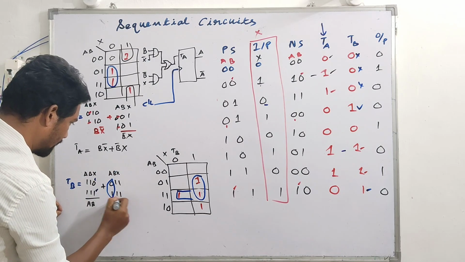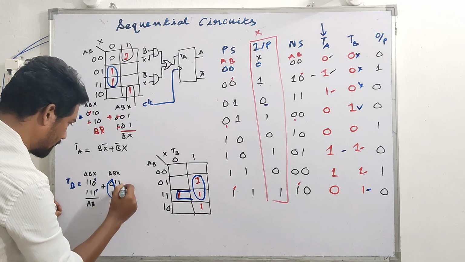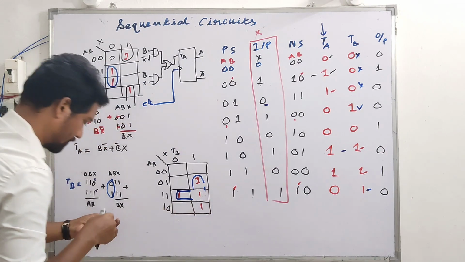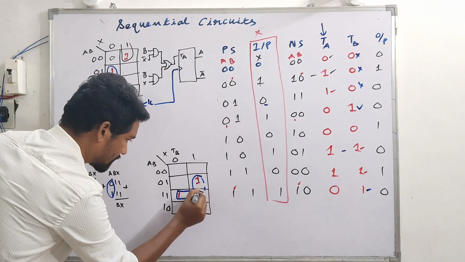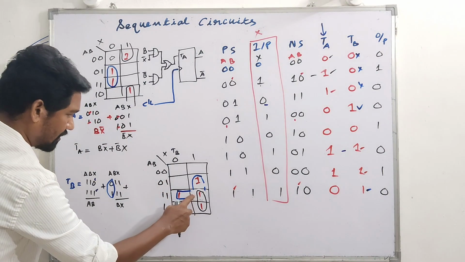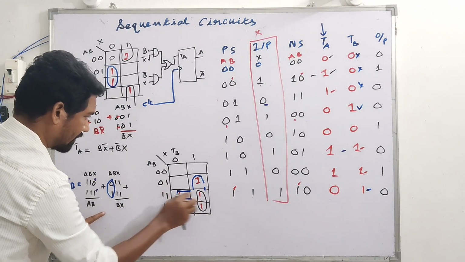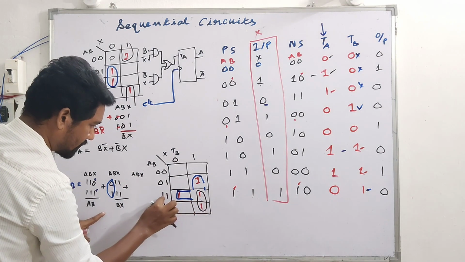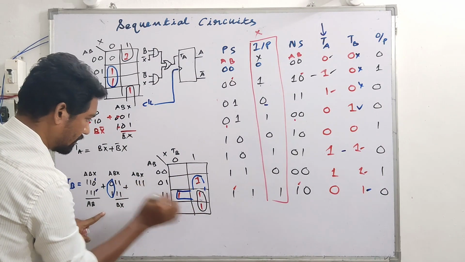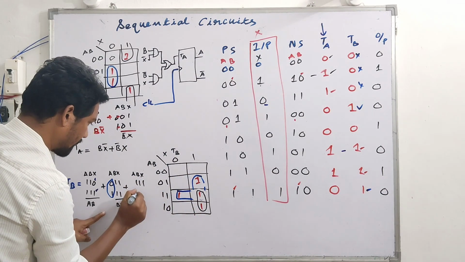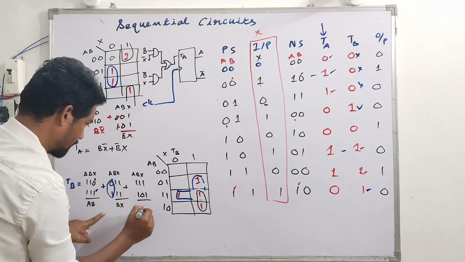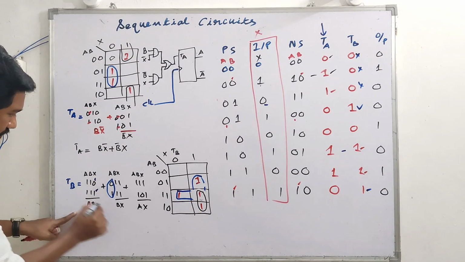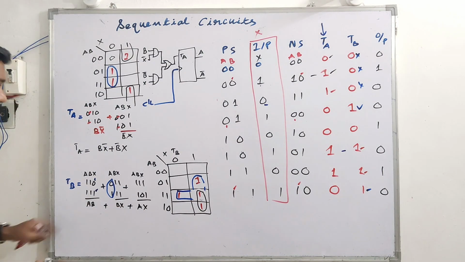So we have BX from here plus, and this one we also have this pair. This cell has 1 1 1 1 1 1. Once again, ABX, this cell gives 1 1 1 1 1 1, and this one gives 1 0 1 1 0 1. All right, so in that case we have AX. So this one, TB will be AB plus BX plus AX.